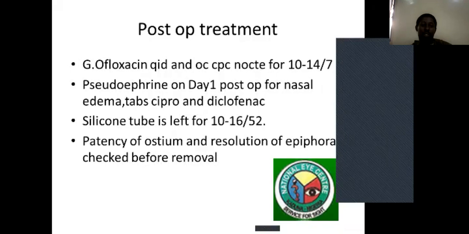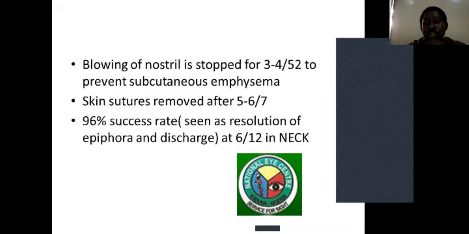We leave the silicone tube for 10 to 16 weeks. And before we remove it, we check for the patency of the ostium, and whether there is resolution of the epiphora and discharge before removal. We advise the patients to stop blowing the nose, as much as possible, for 3 to 4 weeks. This helps to prevent subcutaneous emphysema. Luckily, we've not seen any in National Eye Center. And then the skin sutures are removed after 5 to 6 days.